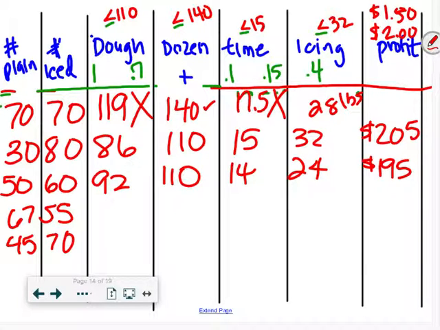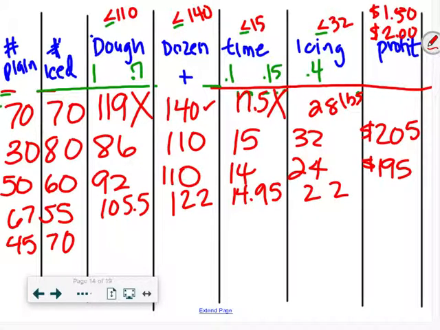So 67, 55. How much dough is that? Who's the 67, are you guys the 67? Yeah. How much dough is that? I think half the participants say I'm wrong. 105.5? What about dozens then? 122? And time? 15.05? 14.95. Okay, and icing? And profit? 210.50?